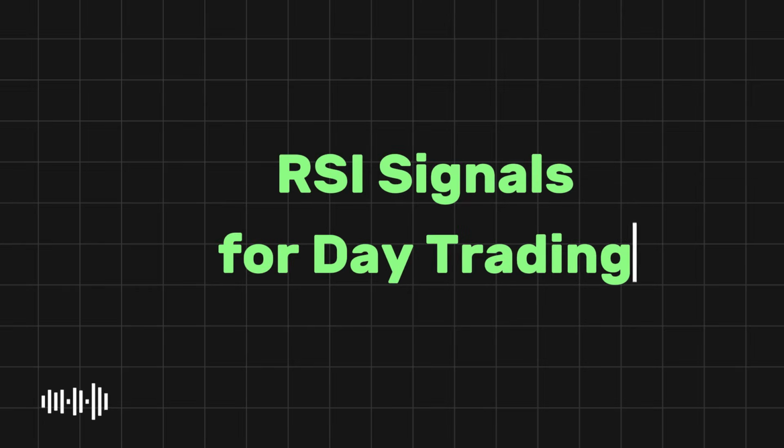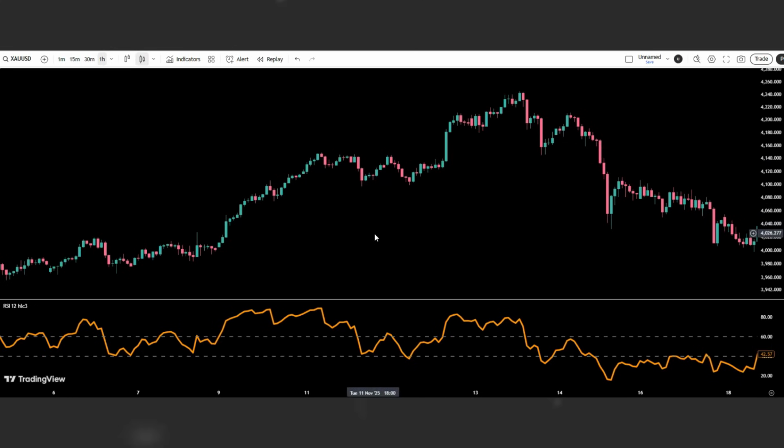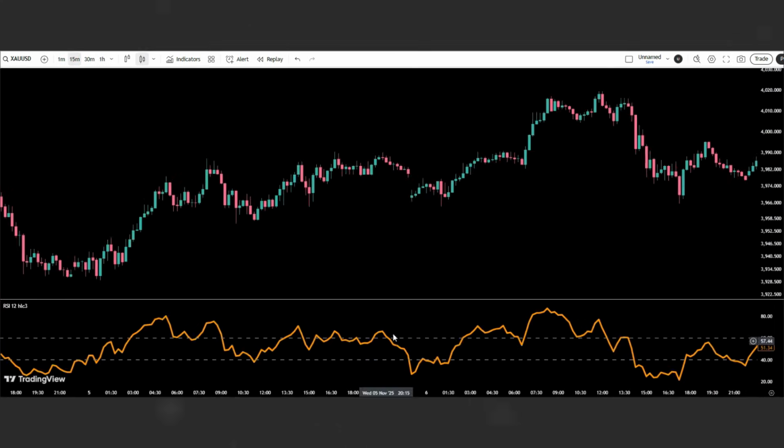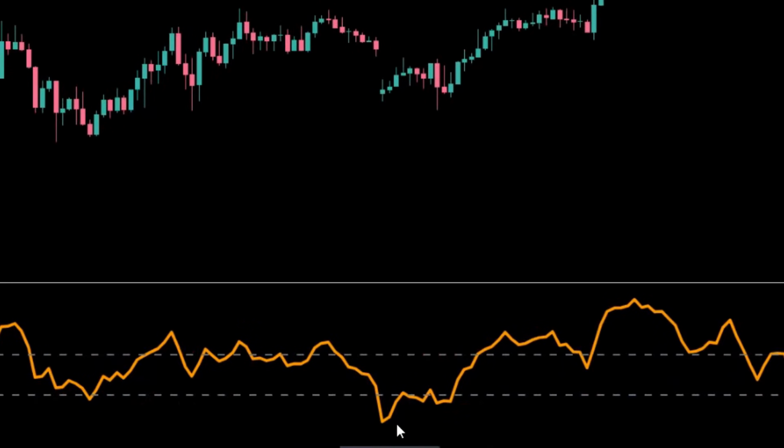RSI signals for day trading. Let's go step by step. For a buy trade, first check the trend on the 1-hour chart. If the trend is not clearly up, don't take the trade. Once the uptrend is confirmed, switch to the 15-minute chart. Watch for a small pullback in price and see if the RSI drops below 20 and then turns back up. When a bullish candle closes after this pullback, this is your buy signal.